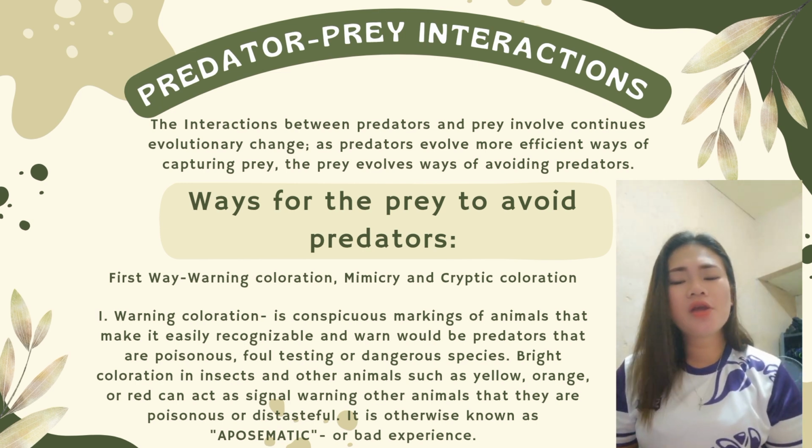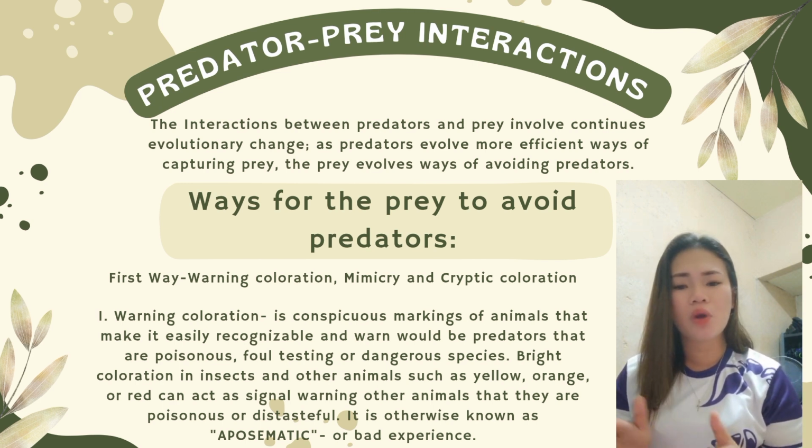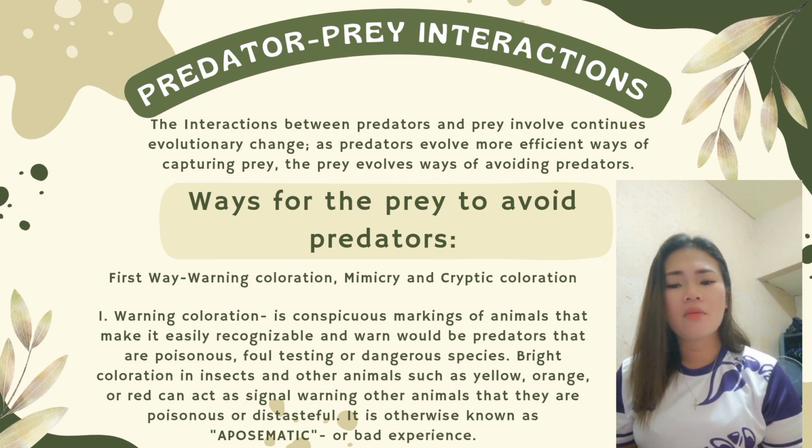So, predator-prey interactions are a natural part of evolution, where predators develop better hunting while prey evolve strategies to avoid being eaten. So, one way prey animals protect themselves is through warning coloration, which is called aposematism, where bright colors signal to predators that they are toxic or unpleasant to eat.